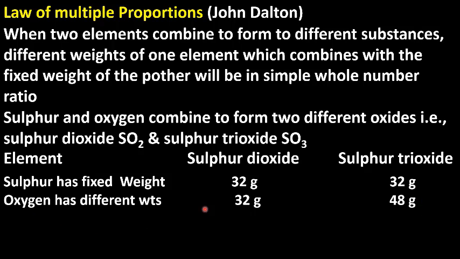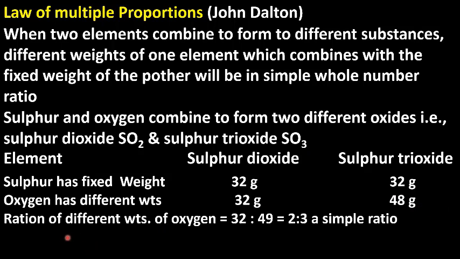Oxygen has different weights. Here two oxygen atoms are there. The atomic mass of oxygen is 16 into 2, 32. Here three atoms are there, 3 into 16, 48. So oxygen has different weights. The ratio of the different weights of oxygen is 32:48, which is a simple whole number ratio, that is 2:3.